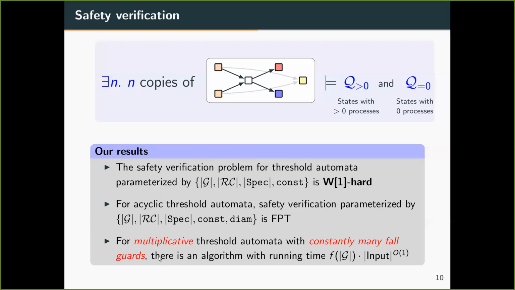And our second and more important positive result is as follows. We consider a restricted class of threshold automata, which we call multiplicative threshold automata, and for these threshold automata with constantly many fault guards, I'll explain what both multiplicativity and fault guards mean in the next section, but for now I'll just state the result. We show that for this restricted class of threshold automata, there is an algorithm with running time f of g times a polynomial in the input size. Here g denotes the number of distinct guards appearing in the threshold automaton, and f is a function which solely depends on g. Due to lack of time, I'll only explain the main idea behind this last result.